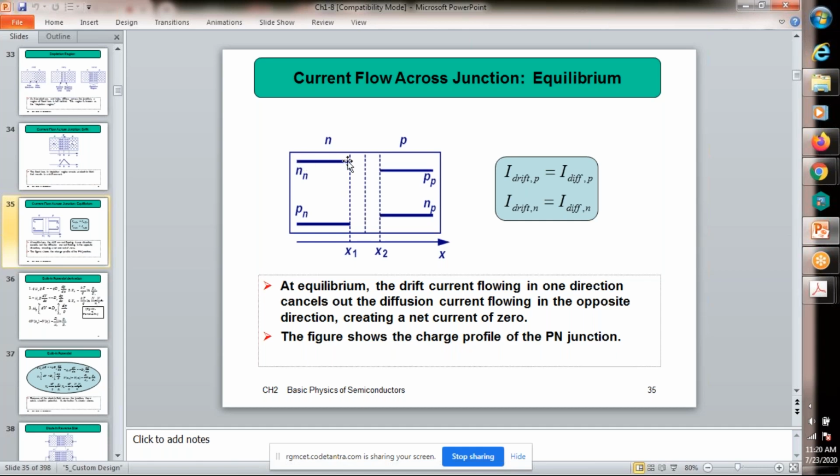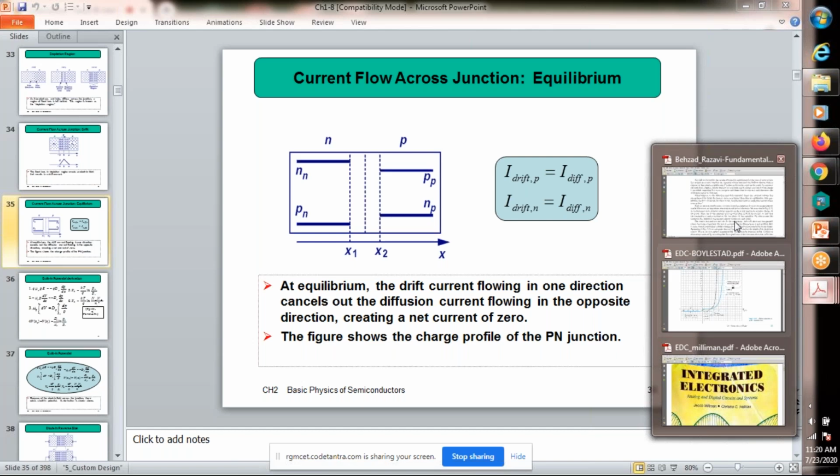Now, we already know how to calculate the carrier concentrations. What is nn? The value of nn is approximately equal to the number of donor atoms, Nd. What about pn? The minority carriers are equal to ni squared by Nd. Similarly, what is pp? pp is the majority carriers, that is the acceptors, Na. What about np? The minority carriers in the p side are equal to ni squared by Na. We already calculated a simple problem on this in the Rajavi textbook, right?